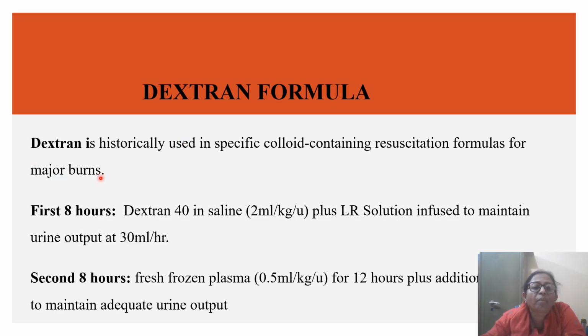Then the dextran formula. It is historically used in specific colloid-containing resuscitation formulas for major burns. Dextran 40 in saline, 2 ml per kg per unit, plus Ringer's lactate solution infused to maintain urine output at 30 ml per hour. Second 8 hours, fresh frozen plasma for 12 hours.